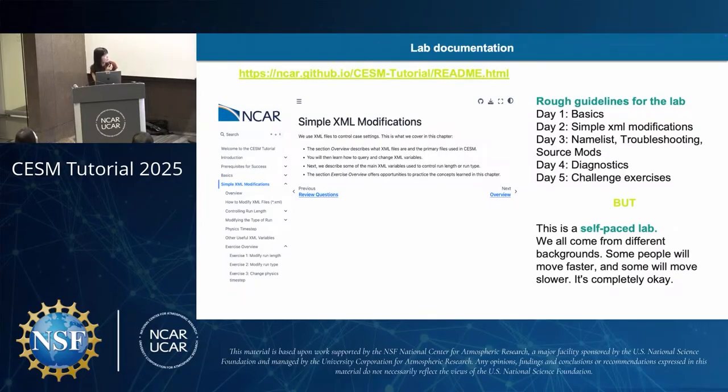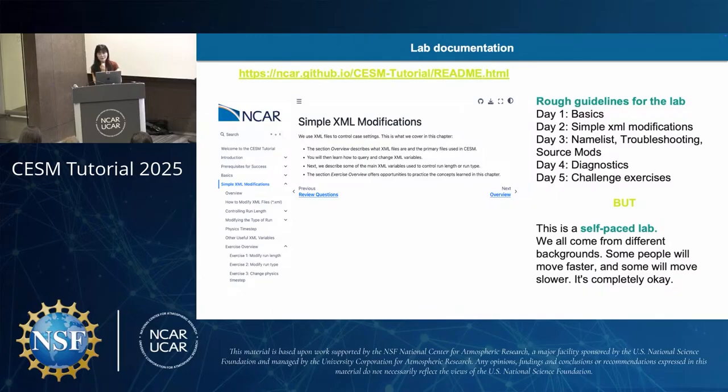Basically, on the right there is the rough guideline for the lab throughout the week. So yesterday we did the basics. We learned how to run your first CESM simulation. And today we're going to go through simple XML modifications where you will learn how to modify your run length and run type. And then tomorrow will be namelist troubleshooting and source code modifications. And on Thursday, there will be diagnostics. And then on Friday, there will be challenge exercises where you can choose your own area of focus.